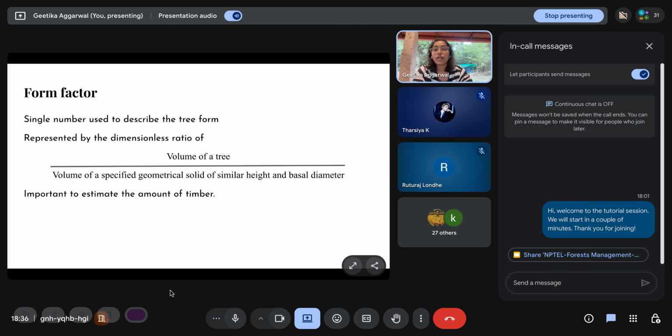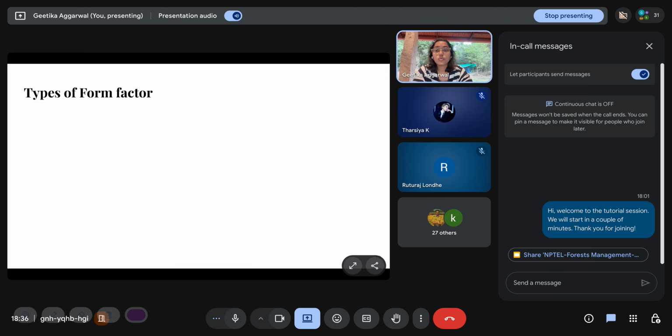Moving on to types of form factor. There are different types of form factor based on where you're getting the diameter from.